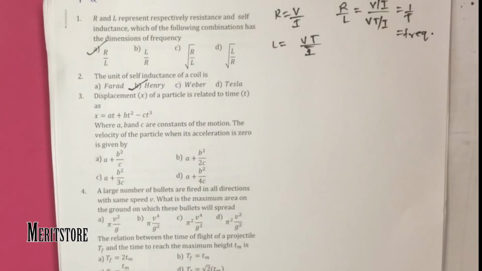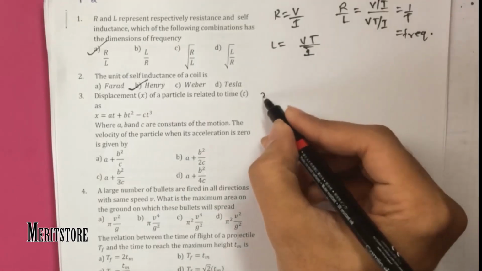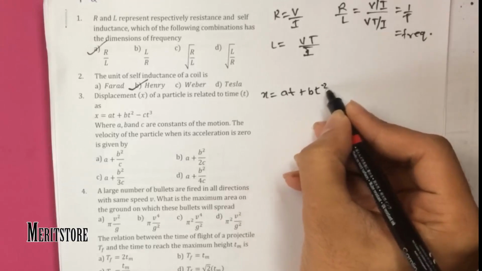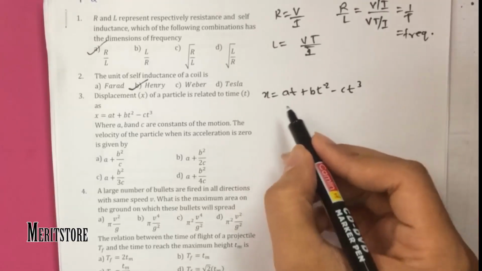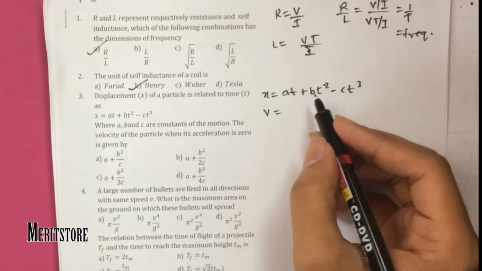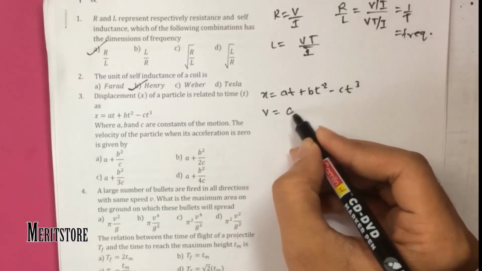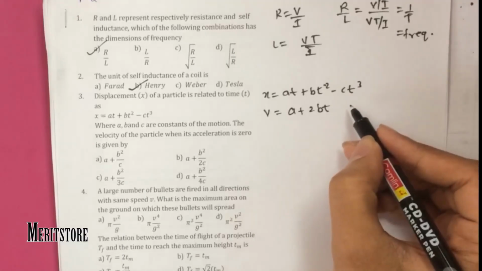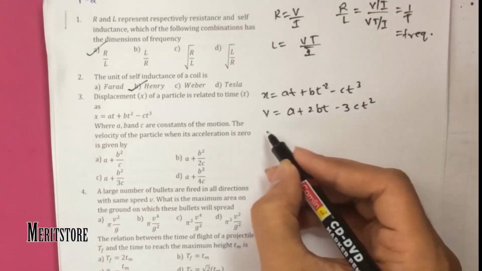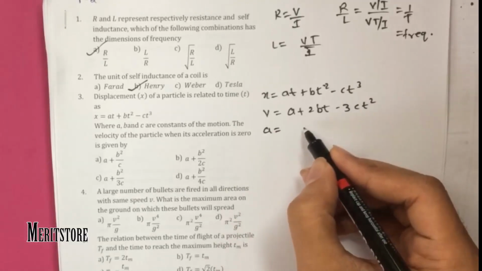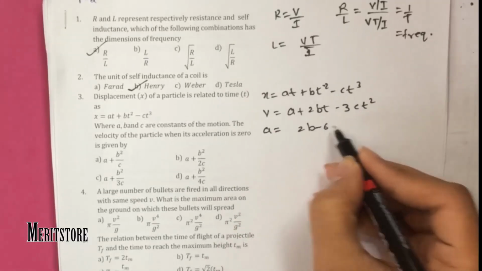Question 3. Displacement x of a particle is related to time t as x equals at plus bt square minus ct cube, where a, b, c are constants of the motion. The velocity of the particle when its acceleration is 0 is given by. Now here I know x equals at plus bt square minus ct cube. Velocity would be differentiating x, I would get a plus 2bt minus 3ct square. Same way acceleration would be 2b minus 6ct.